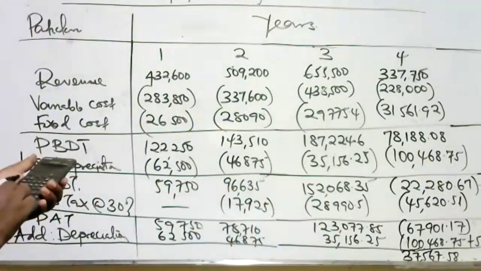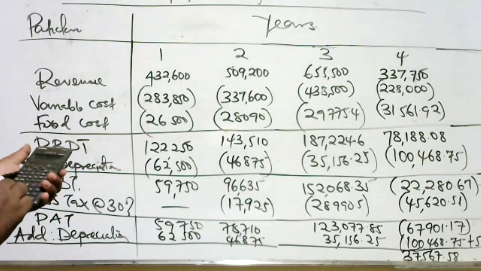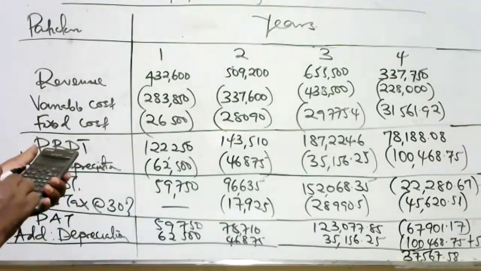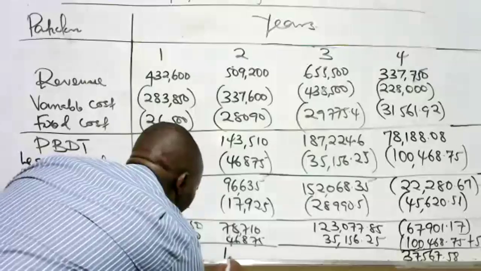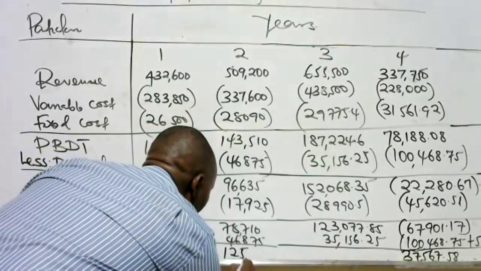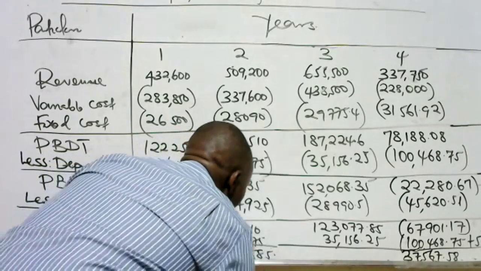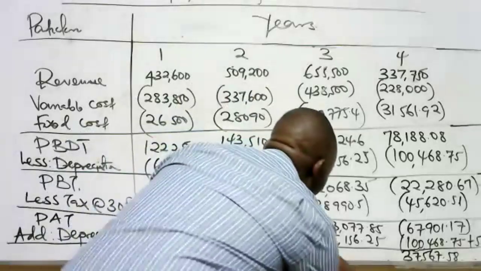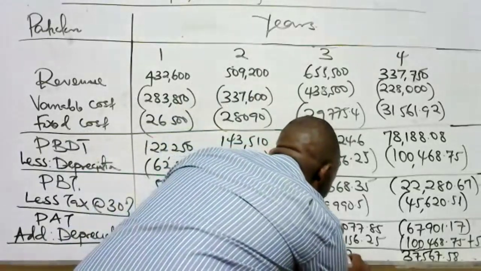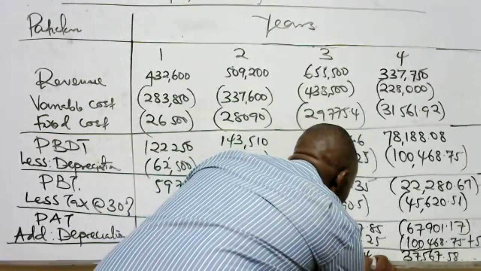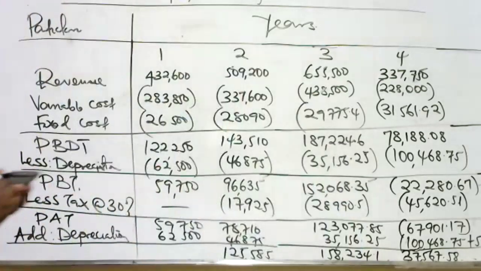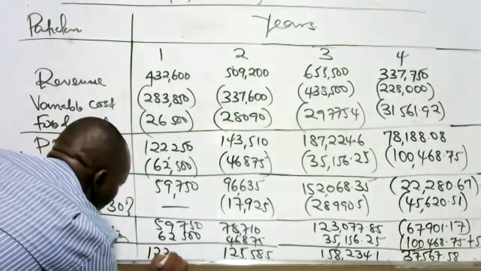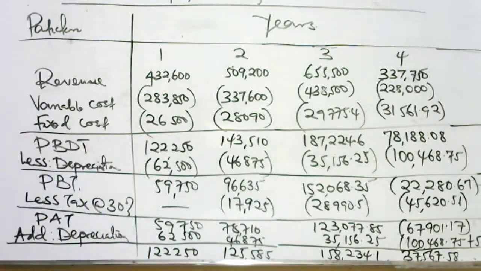Year 2, 125,585. Year 3, 158,234.1. Year 1, 122,250. So those are now the free cash flow.